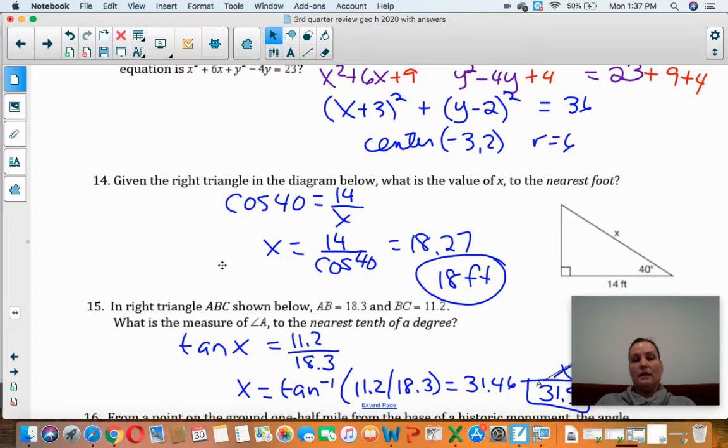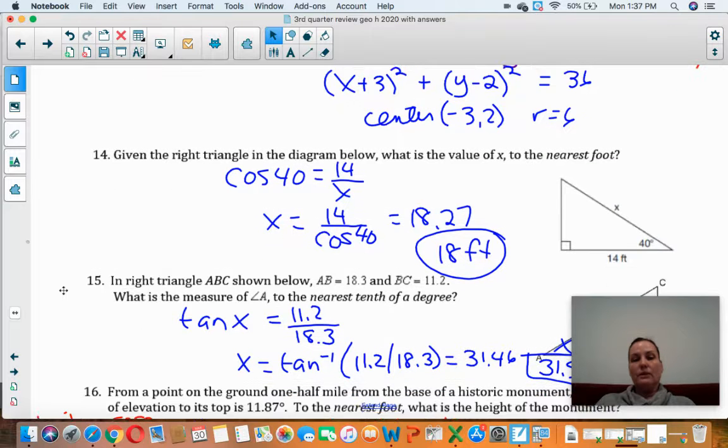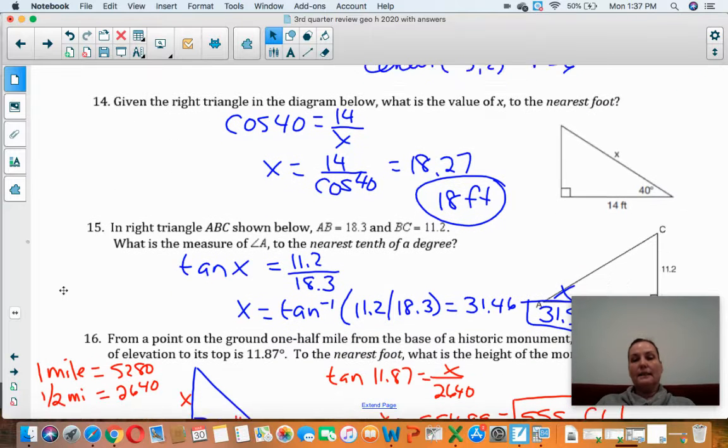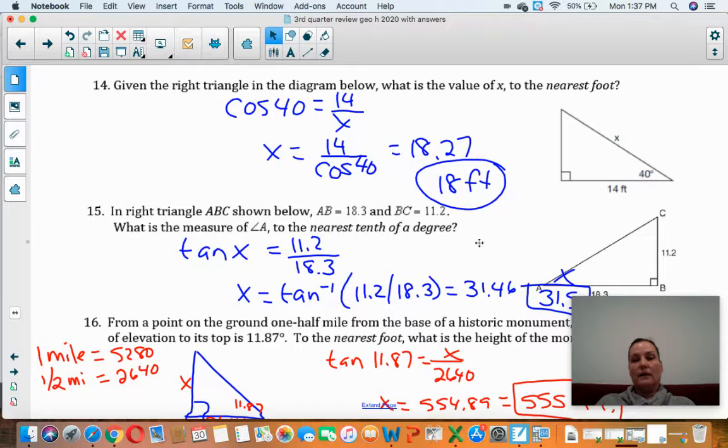15 is another trig problem, but on this one, we're missing the angle. So I'm trying to find the angle of angle A. I'm going to use tangent because I have opposite and adjacent. Angle A is what I'm going to call x right there. This is opposite and this is adjacent. So tangent of x equals 11.2 over 18.3.